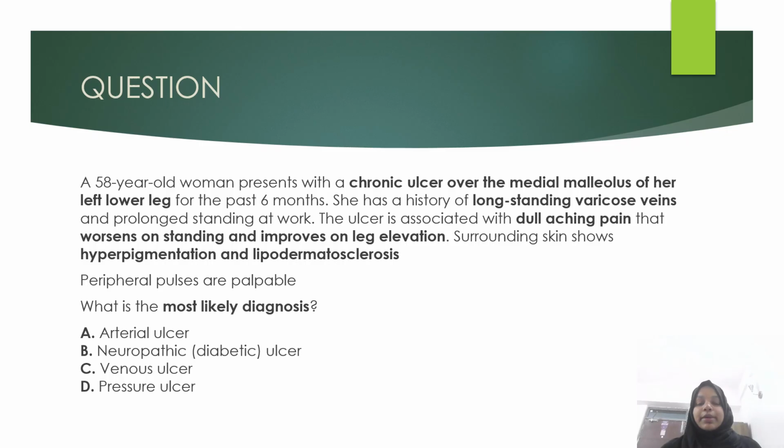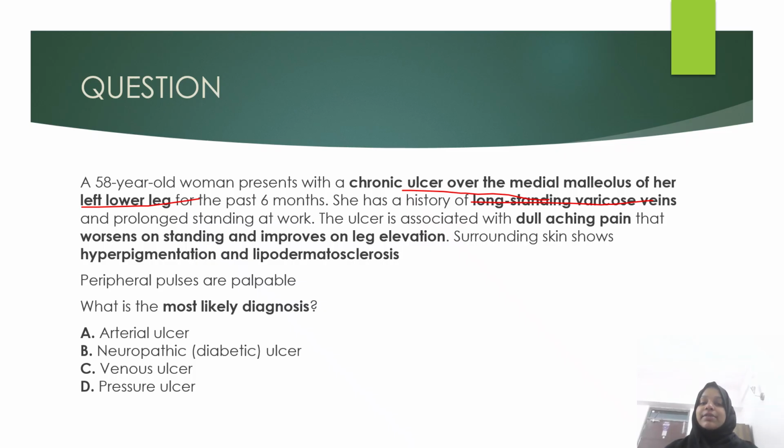Question: a 58-year-old woman presents with chronic ulcer over the medial malleolus of her left lower leg. So when it's a lower leg ulcer or any ulcer, look for the location first. Medial malleolus, usually venous ulcer. On the sole, usually diabetic ulcer, neuropathic ulcer, right? For the past 6 months, she has a history of long-standing varicose vein, so more likely to be venous ulcer. And prolonged standing at work, ulcer is associated with aching pain, worsens on standing, improves on leg elevation.